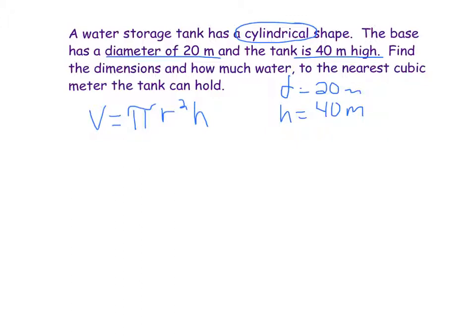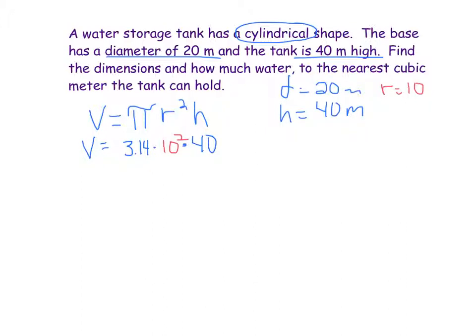The diameter is not in the formula. The height is right there. Height is 40. We know that pi is 3.14. So we're still missing the radius. But we can find the radius from the diameter because the radius is half the diameter. So 20 divided by 2 is 10. So our radius is 10.